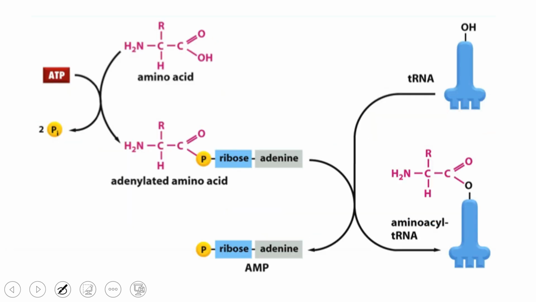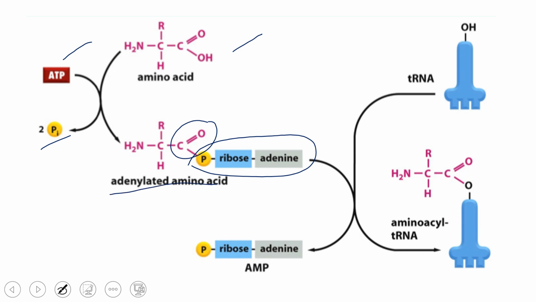ये हर एक अमीनो एसिड के लिए होना है. This is the same process. अमीनो एसिड ATP, दो फॉस्फेट निकल गया, AMP portion is joined with the COOH group of the amino acid. So this is adenylated amino acid.